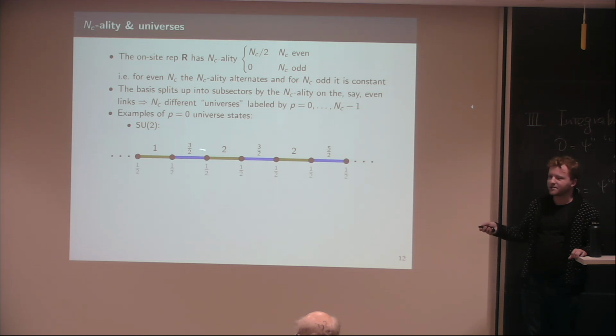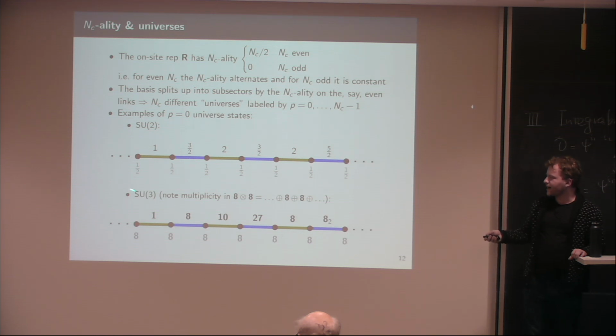On odd links, I have half-integer spin representations. For SU(3), it's sort of similar. I can start with some representation on this first link, and then I keep tensoring with the adjoint.